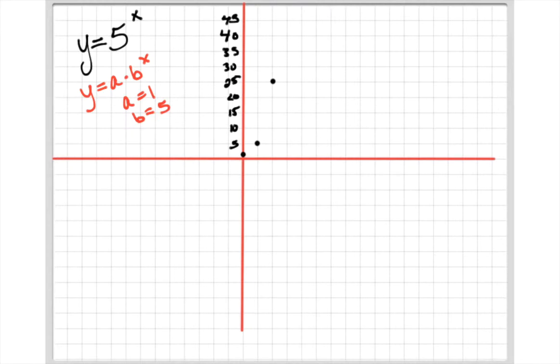Then as I go to the left, I've got to divide by 5. So I'm going down very fast, but again, never going to cross that x-axis. So I'm staying just above 0 all the way along there. And then I start to rise very quickly. And there's my exponential function.